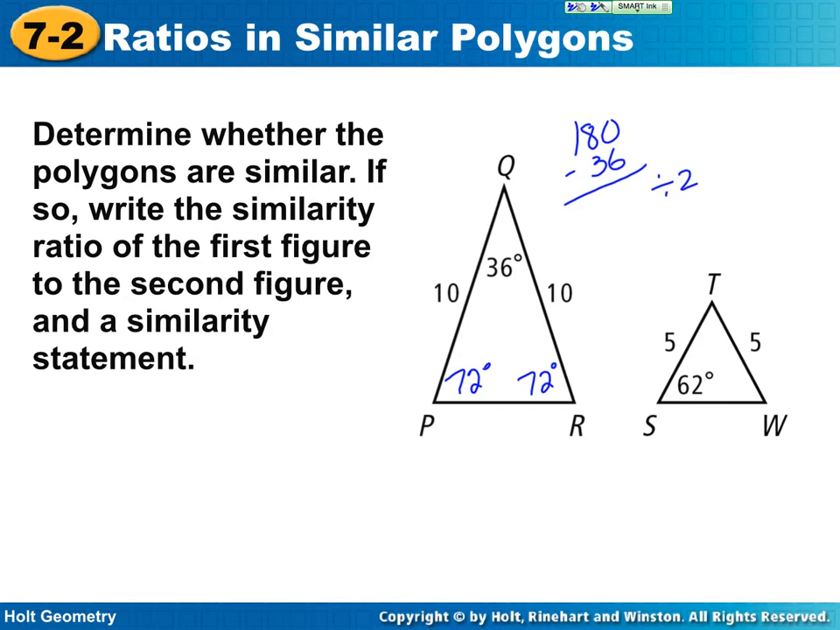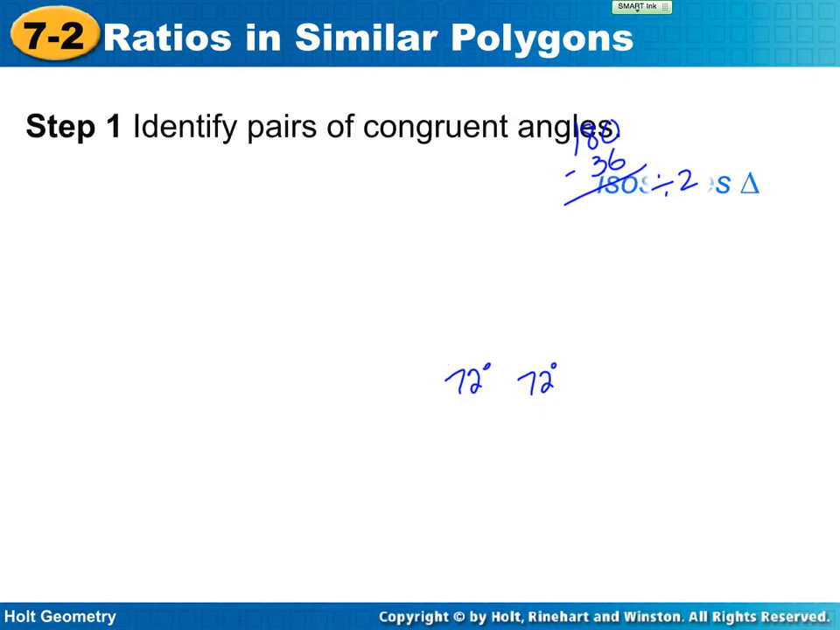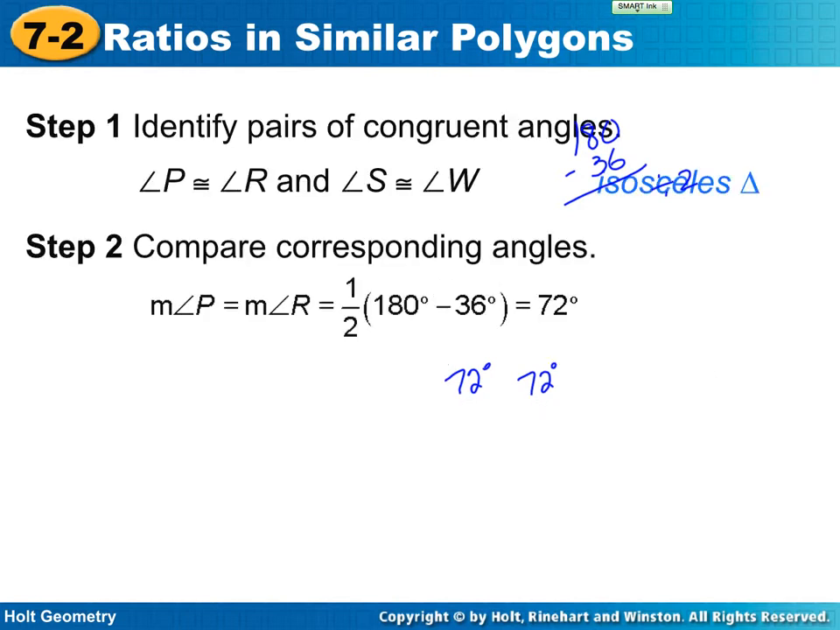Now, you would have had a problem checking out the sides anyway, because I know I have 10 to 5 and 10 to 5. How about PR's length and SW's length? Notice those weren't even given. So you can't make sure all sides are in proportion if you don't have those last two measurements. So a couple problems with that one. So that was not similar.